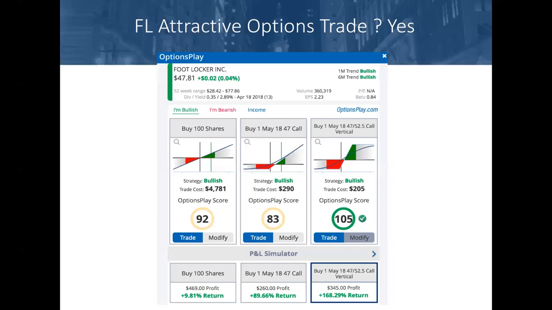So do I want to buy the Michael Kors options? No. Foot Locker is definitely on my radar screen, just looking for an additional pullback sideways to down movement over the next 3 to 5 days. The spread will get cheaper as volatility contracts.